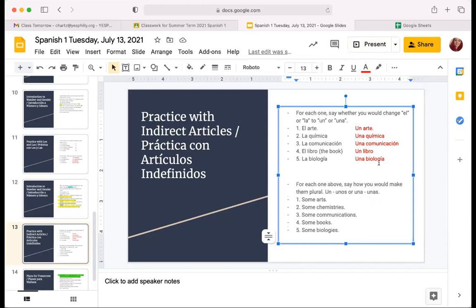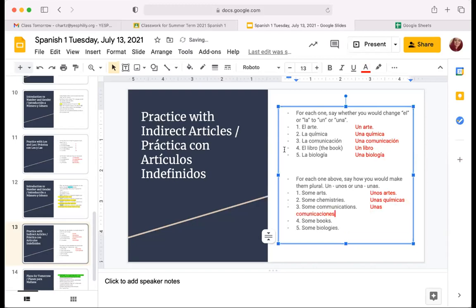There's that. And I think this is my last practice for the day, so we're almost there. For each one above, say how you would make them plural. So I have them here. Un goes to unos, and una goes to unas. That means more than one. So some arts, when we see up here, art is masculine, so it's unos, right? So some arts is unos artes. And like I said, you probably never actually say these, but this is just how it works. So some chemistries, chemistry, we have it right here, is la. So it's unas. Unas químicas. I don't even know if this one will fit, but it says some communications. Oh, and it's feminine, so it's unas, right? No, I can't. Okay, never mind.